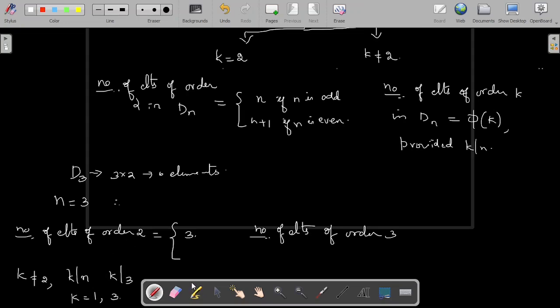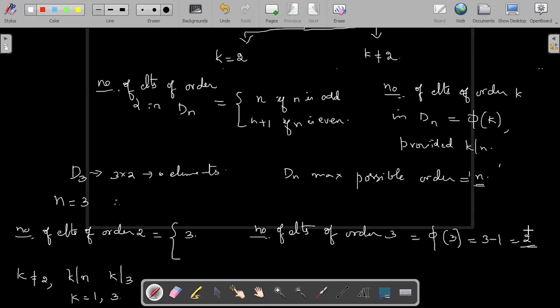No other possibilities. And you should remember one thing: in Dn, the maximum possible order of any element is equal to n. No other possibility. Though it has 2n elements, you can never have any element of order 6 here. The maximum possible order is n, that is here in this case it is 3. So, the number of elements of order 3 is phi of 3. How to find phi of 3? Phi of p is equal to p minus 1 if p is prime. Now, 3 is prime, therefore, it is 3 minus 1. This is equal to 2.